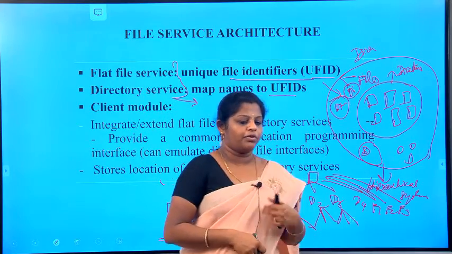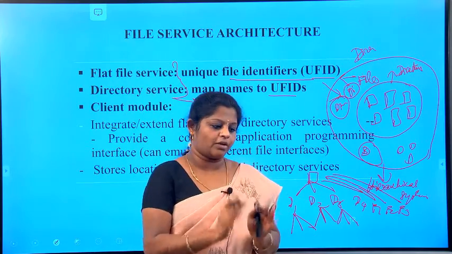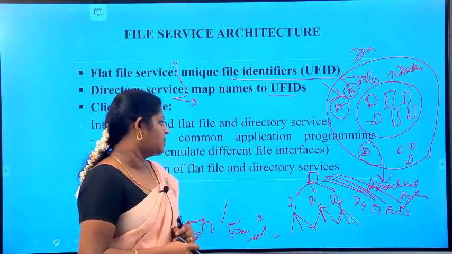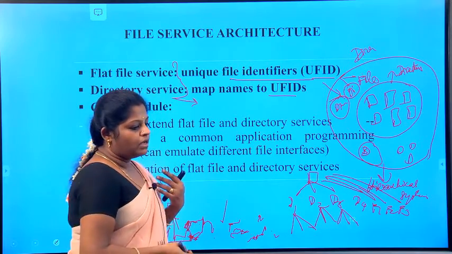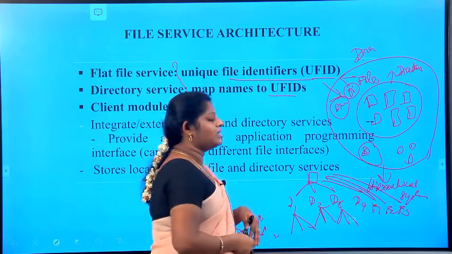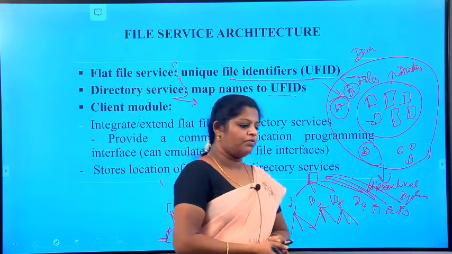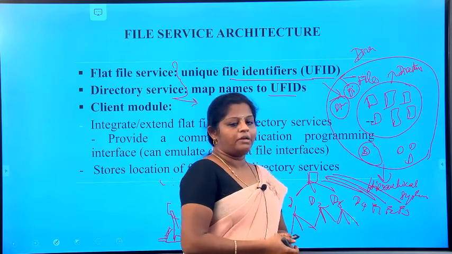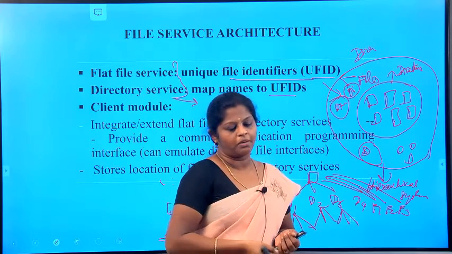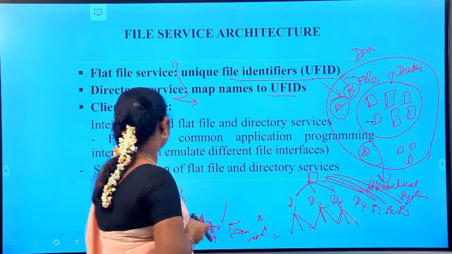For example, on a Unix host, the client module provides the full set of Unix file operations, and it interprets Unix file names by requesting the directory service. So the Unix file system is one example of this. The client module also holds information about the network location of the flat file server and the directory server.